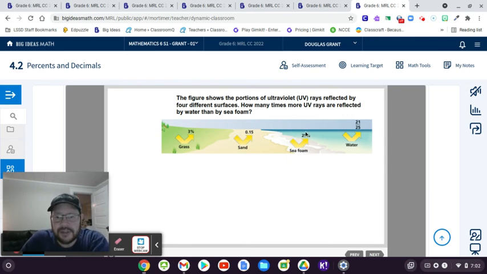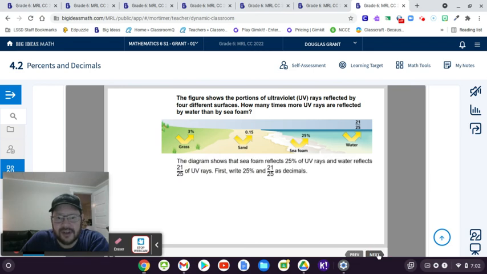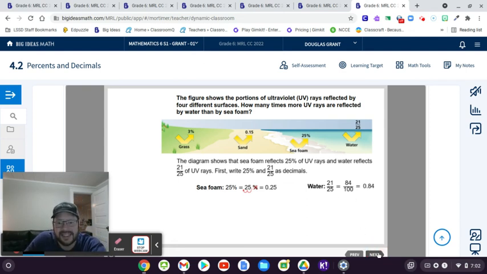So first, how would you rewrite seafoam's 25% as a decimal? Okay, yeah, it's 0.25, which is 25 out of 100. Okay, that's what we just went over right there. Okay, 0.25. And then what about water? How would you rewrite 21 out of 25 as a percent? Okay, so that one, the 21/25ths, you're going to want to multiply by 4 on top and bottom to convert to 84 out of 100, which is 84%.